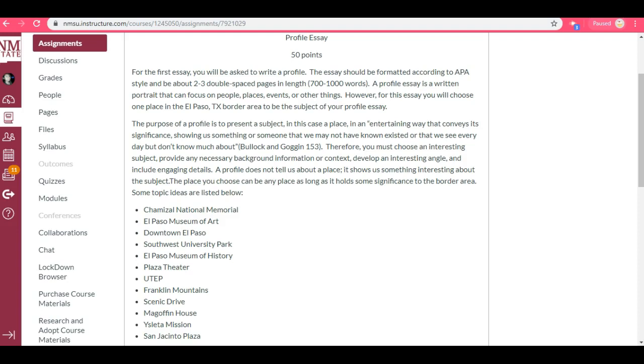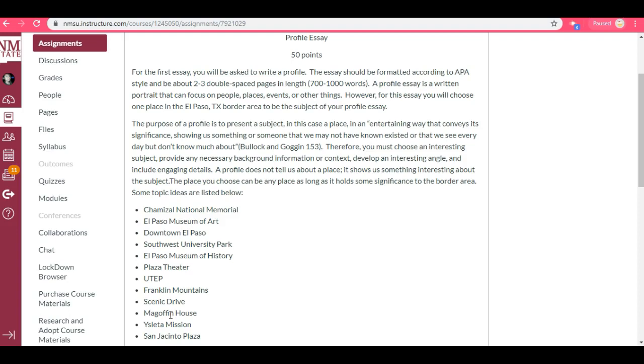So, for example, if you choose something like the McGoffin House, some people might not think that's a very significant place in El Paso, but through your profile essay, depending on how you describe it, you can show the significance of this place. So it's very important that you pick a place that you are pretty familiar with.